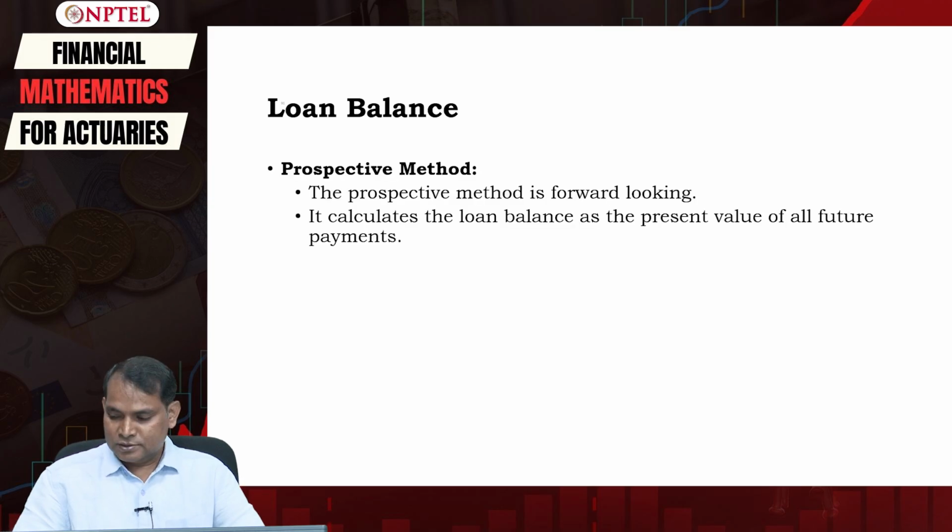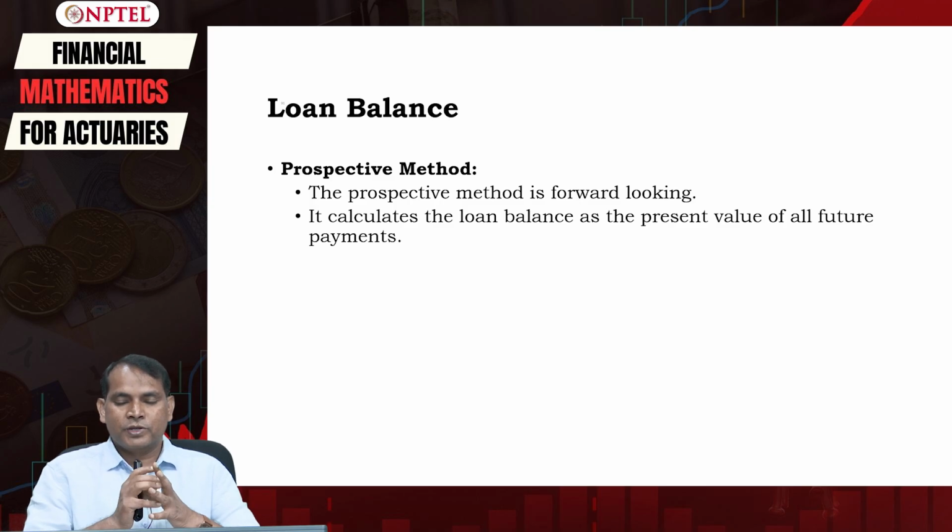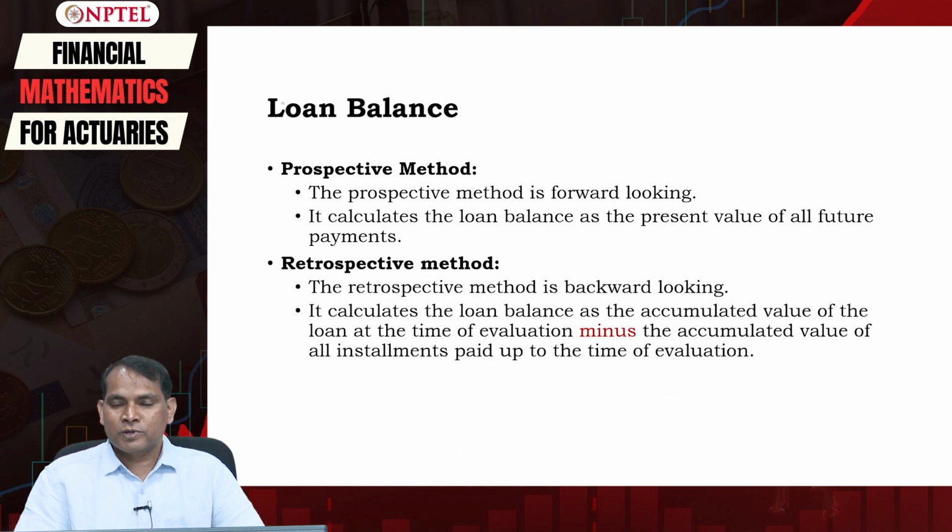As we have already said, the loan outstanding balances can be computed using either the prospective method, which is basically the forward looking method. It calculates the loan balances as the present value of all future payments. On the other hand, we can also compute the loan balance using the retrospective method, which is backward looking. It calculates the loan balance as the accumulated value of the loan at the time of evaluation minus the accumulated value of all installments paid up to the time of evaluation.